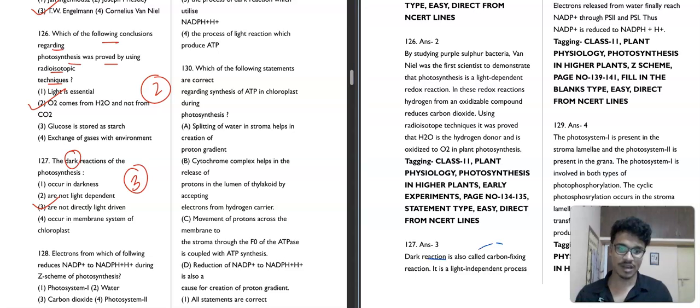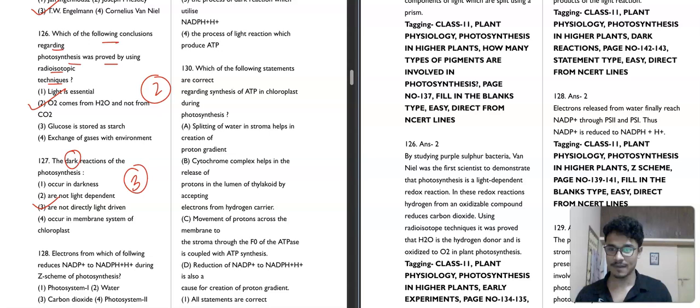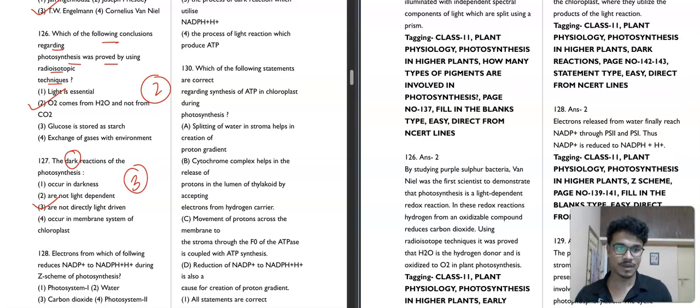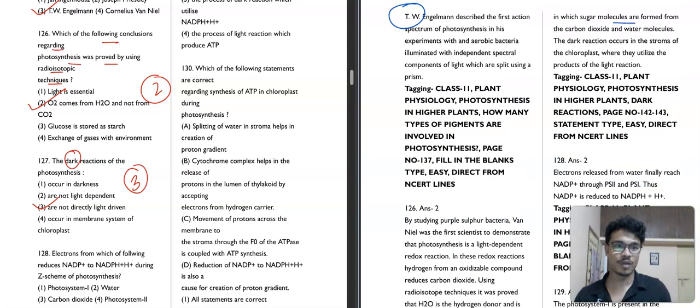The dark reaction, carbon fixing reaction, light independent process. What happens is that sugar molecules are formed from carbon dioxide and water molecule. The dark reaction occurs in the stroma where they utilize products of the light reaction. Okay. Then question number 128.